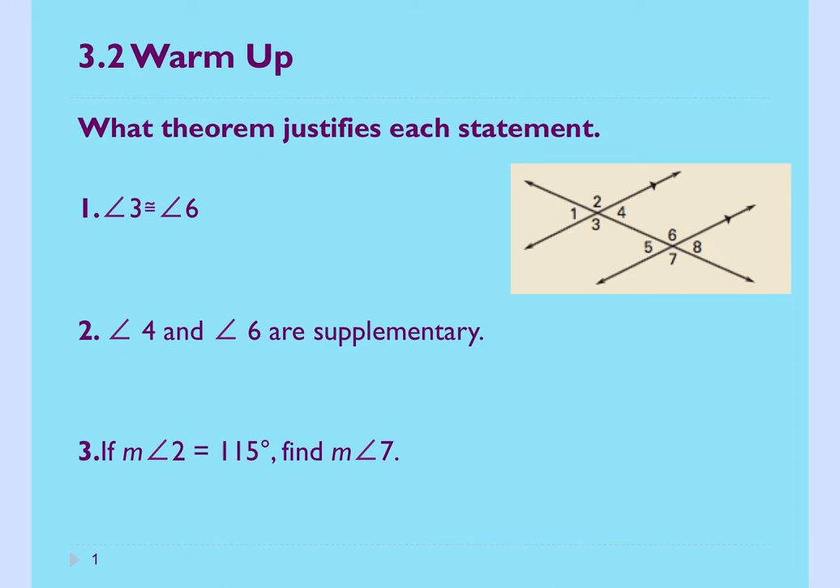So if it's 3 and 6, those are what kind of angles? Alternate interior, so it's alternate interior angles theorem. If you forget the name, then you have to literally write out: if two lines are parallel, then alternate interior angles are congruent. 2 says 4 and 6 are supplementary. 4 and 6 are what? Consecutive. So this would be consecutive interior angles theorem.